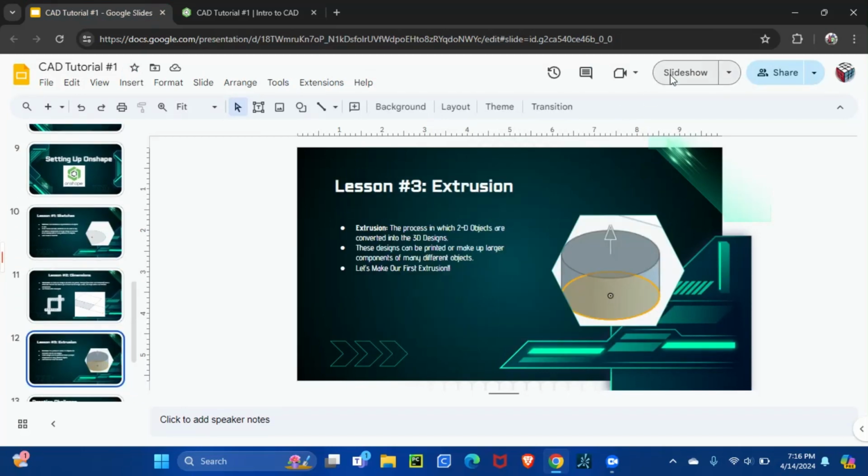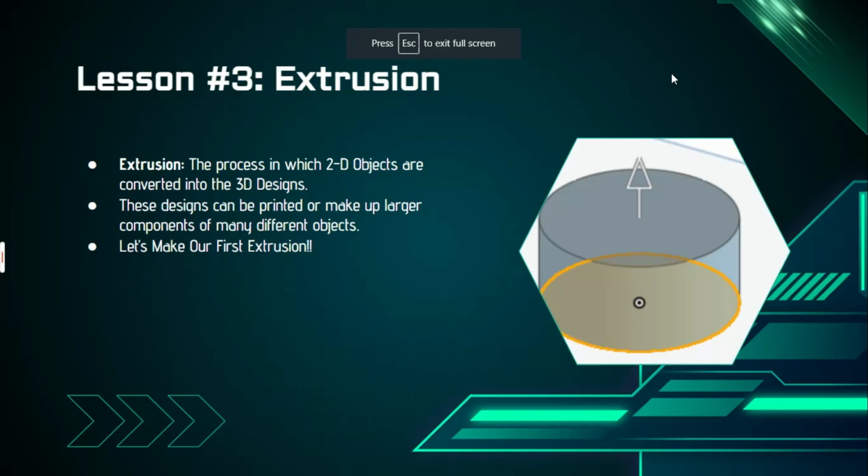All right, so the last lesson we'll be looking at today is extrusion. Extrusion is the process of converting 2D objects into 3D objects, as shown by this lovely image on the right here. These can be printed, or they can make up larger designs or larger components of many different objects. So let's make our first extrusion.